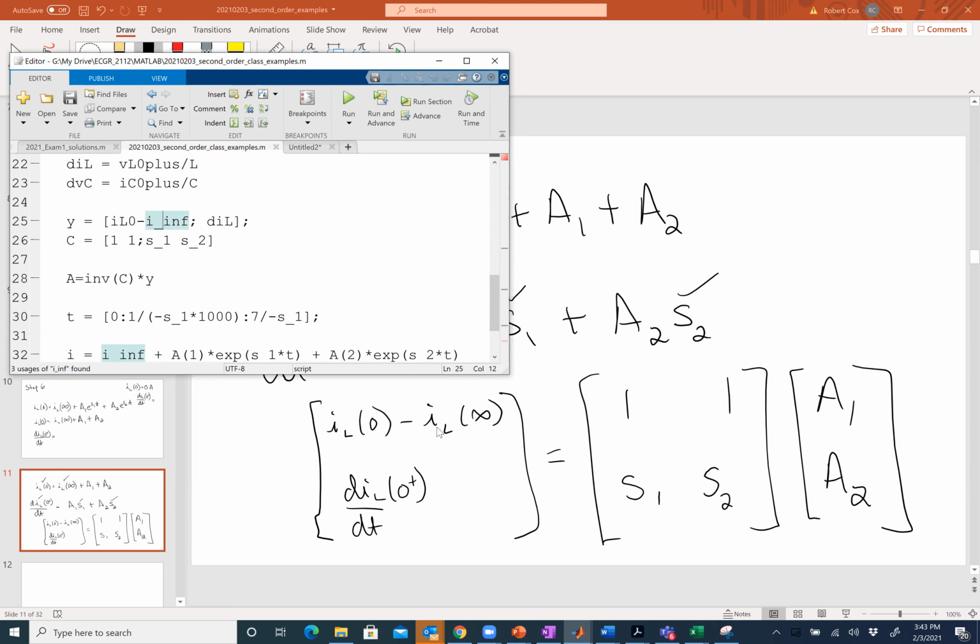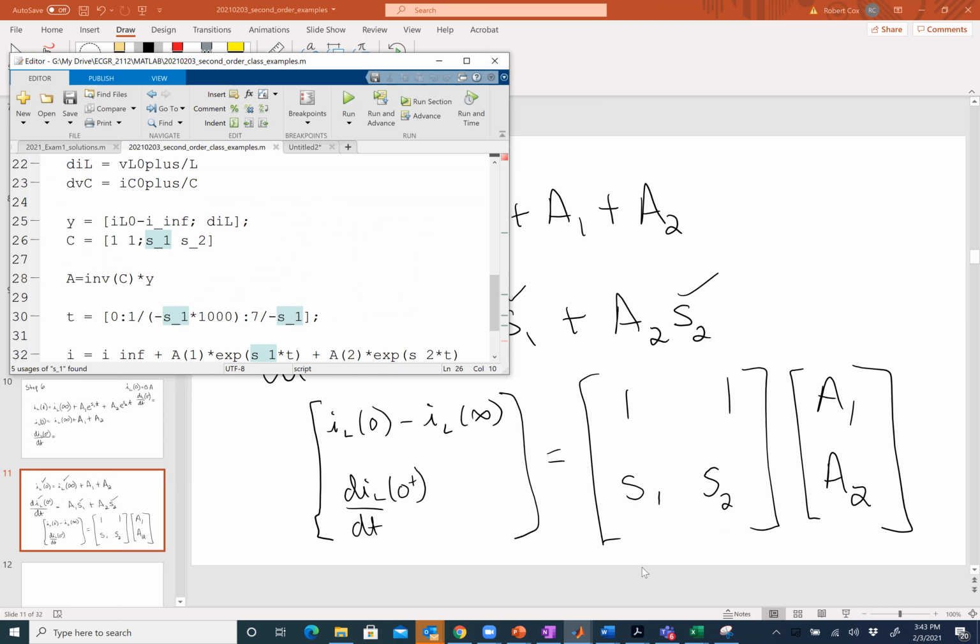So I0 minus I infinity, that's the top line. I put a semicolon in there to then enter the second line. And then I called this matrix here C. So I did 1, 1, semicolon, S1, S2. The semicolon jumps to the next row, right? And then I did A equals the inverse of C.